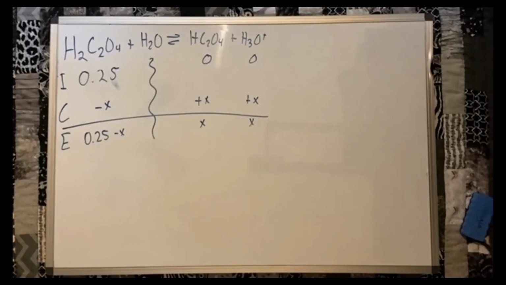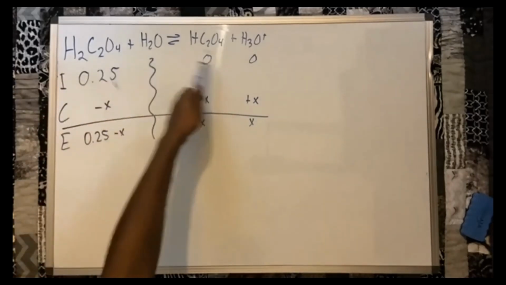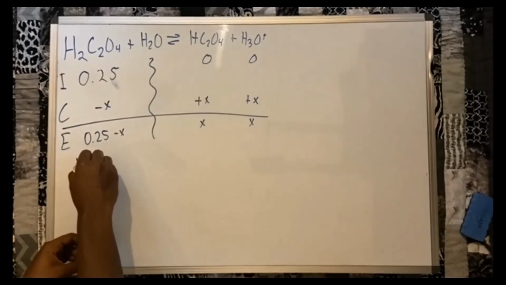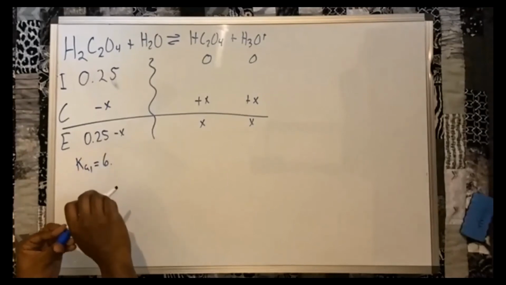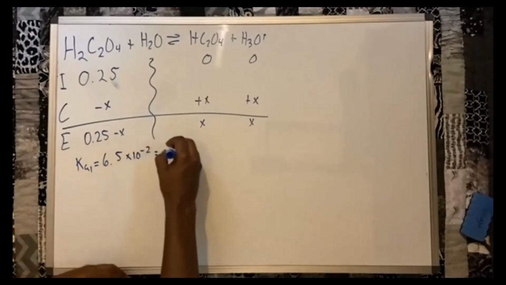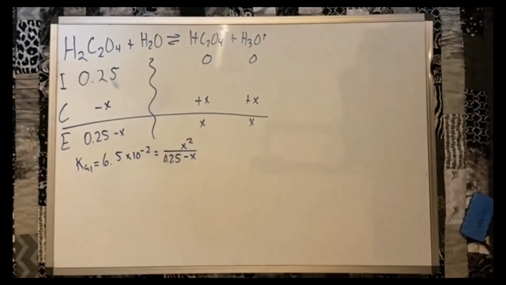And then in the problem statement, I gave you two Kas, right? Ka1 is like it sounds, the Ka for this first hydrogen to pop off. So that's for this first equation. For this one, Ka1, which equals 6.5 times 10 to the negative 2, equals x squared over 0.25 minus x.